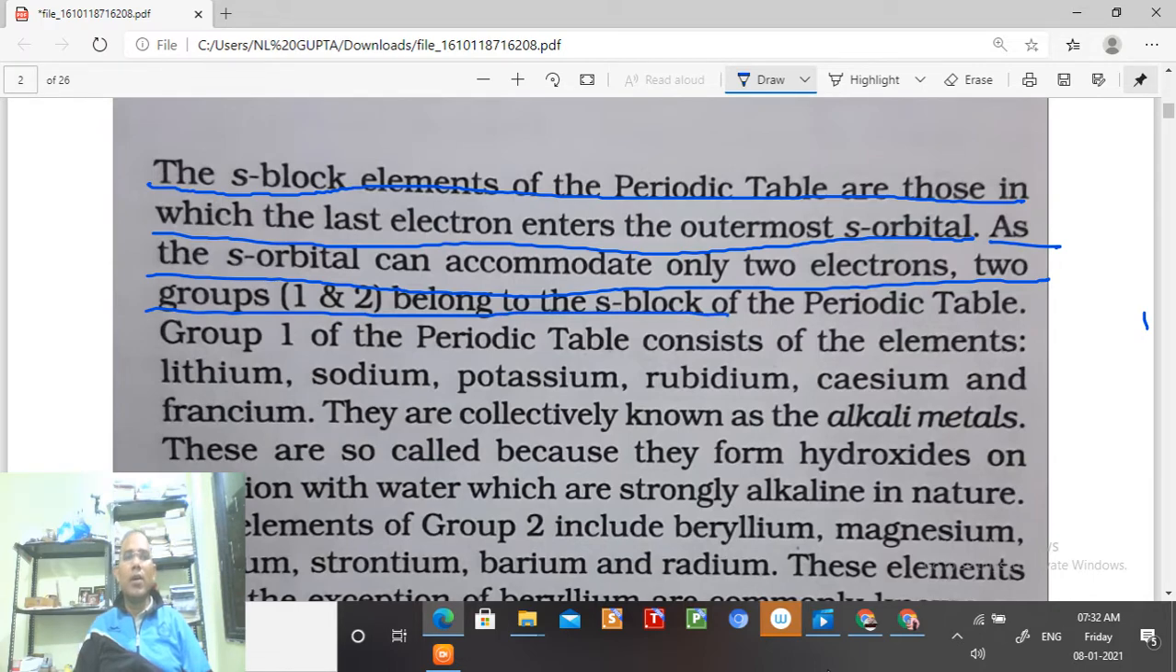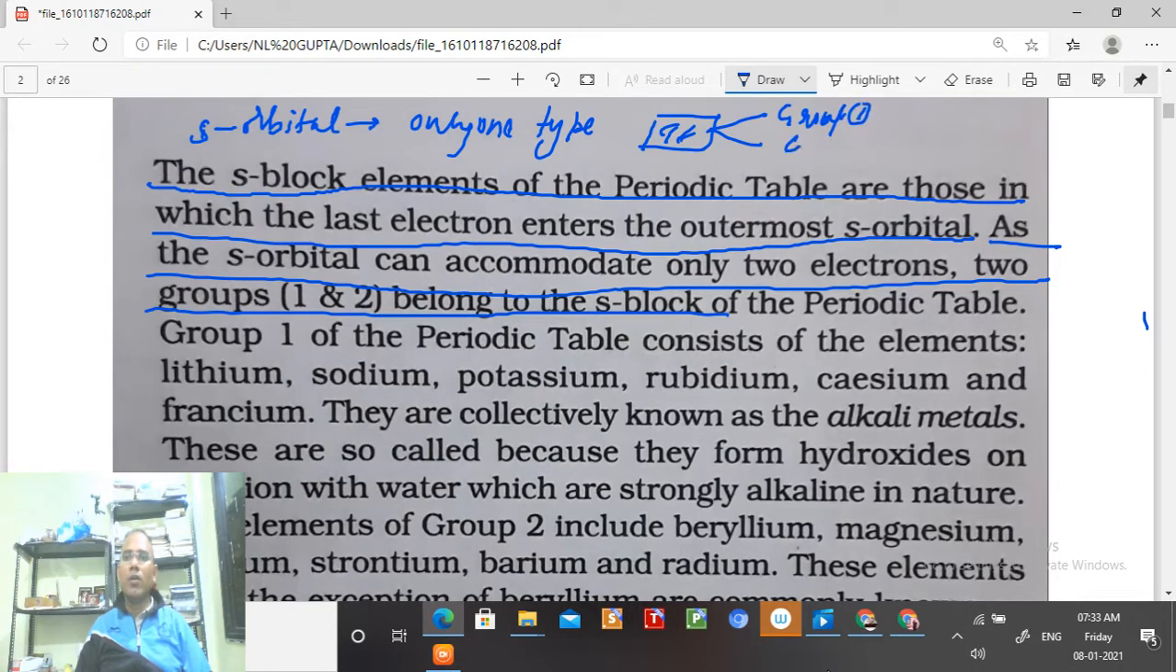That is very easy because we know the S orbital is only one type. Only one type means what, students? One orbital can accommodate only two electrons. So two electrons means what? That is group number 1, group 1 and group 2.